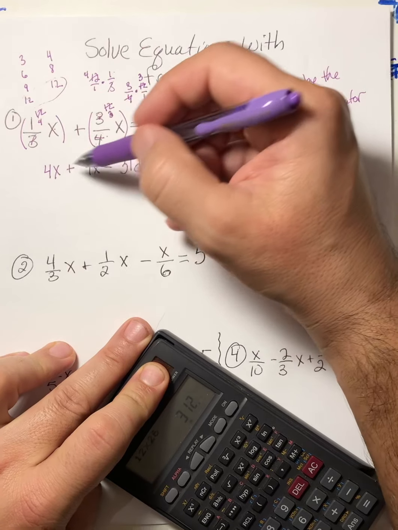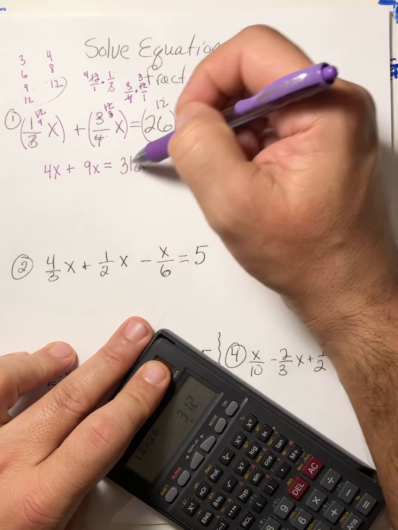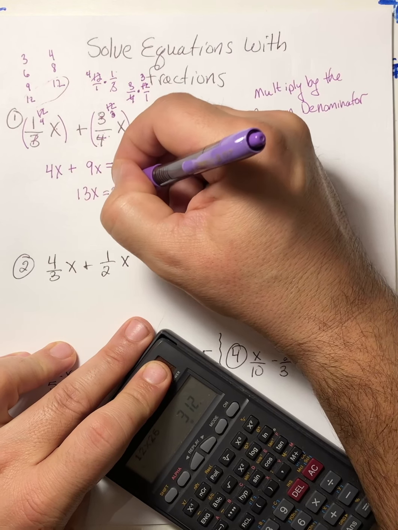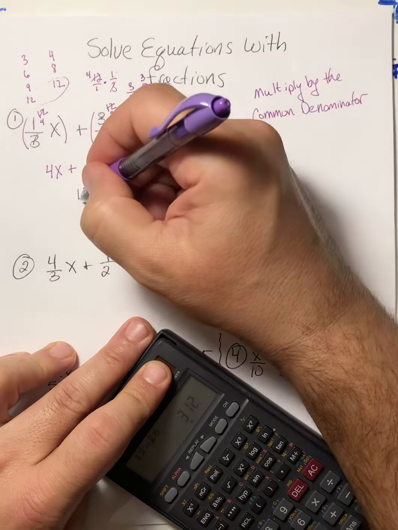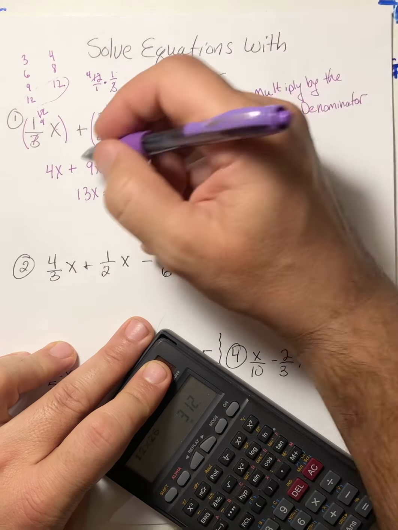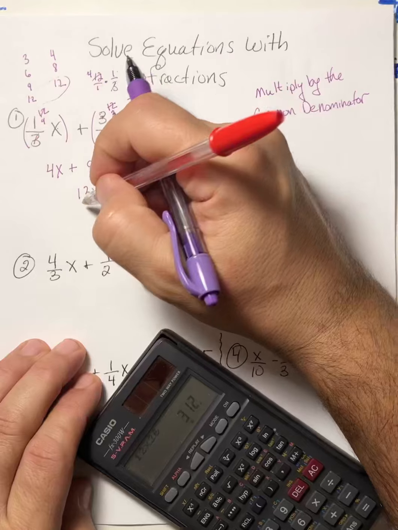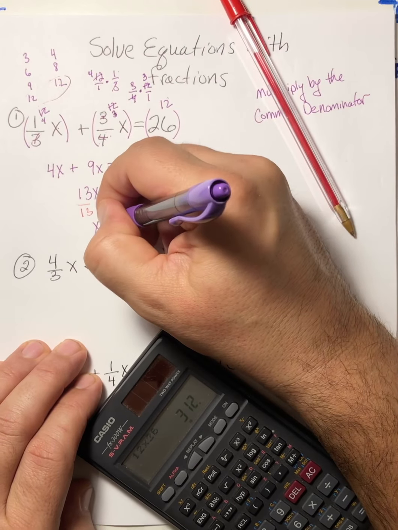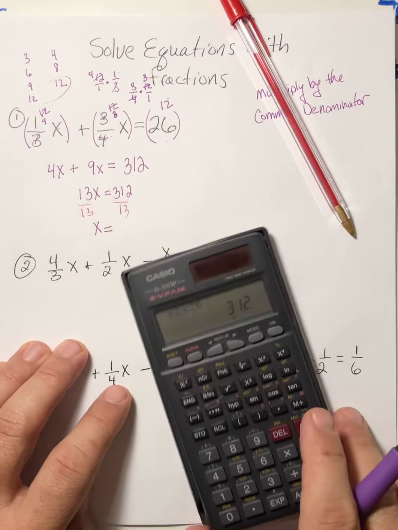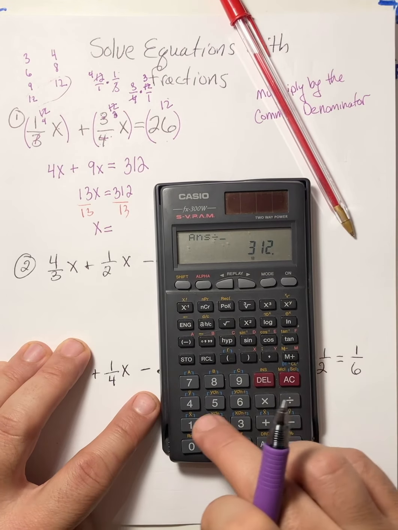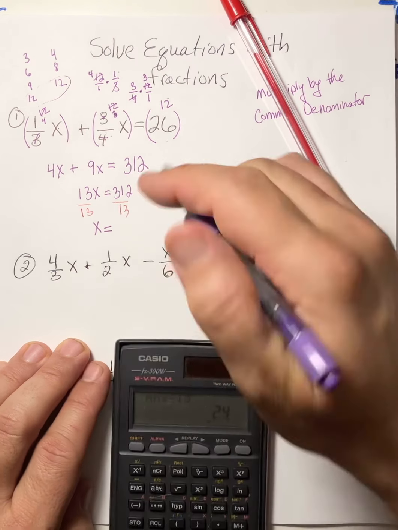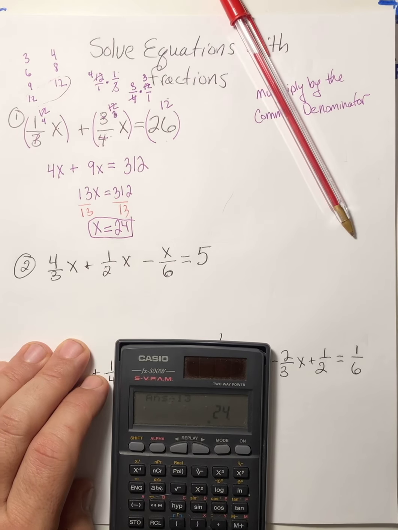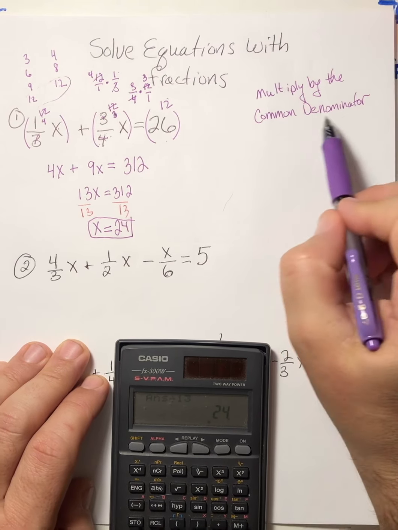All right, now we just finished our algebra. Notice, no more fractions. So now we just combine like terms. And then we can just divide by 13. So we have x equals whatever 312 divided by 13 is. So 312 divided by 13, 24. There, we just answered the question. All we did was multiply by the common denominator.